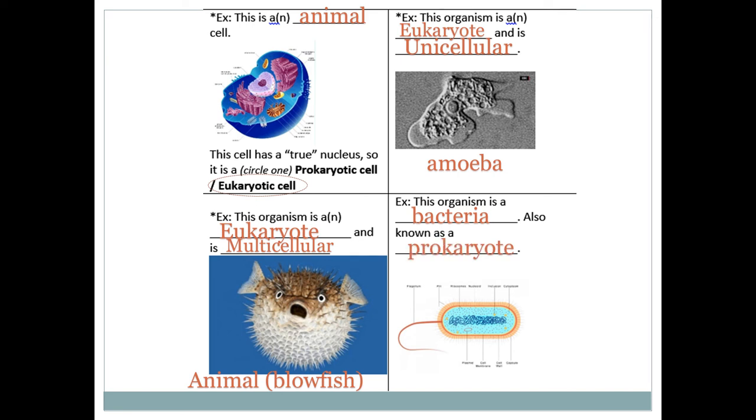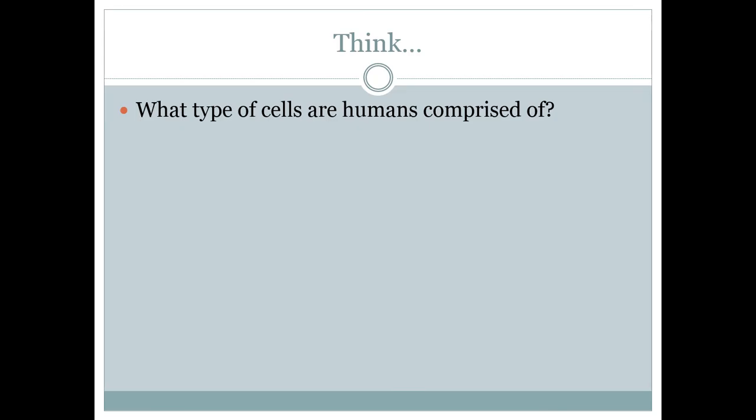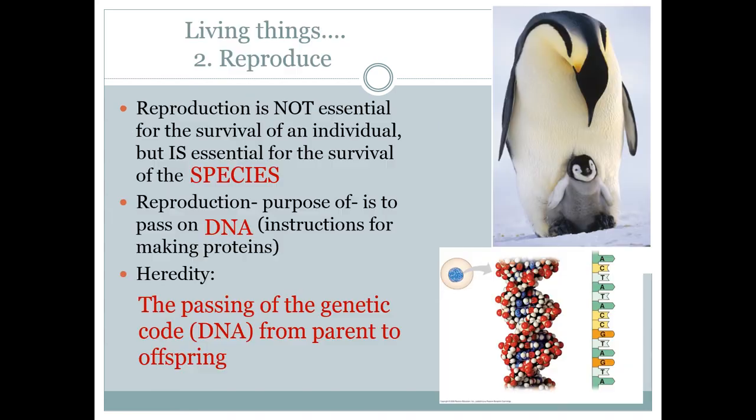If you notice, there is no nucleus. All of the DNA just kind of looks like a messy ball of yarn that just kind of is within the cell. There's nothing containing the DNA. What type of cells are we comprised of? Well, we have so much specialization, so many different parts, so many different types of cells. We are specifically eukaryotic.